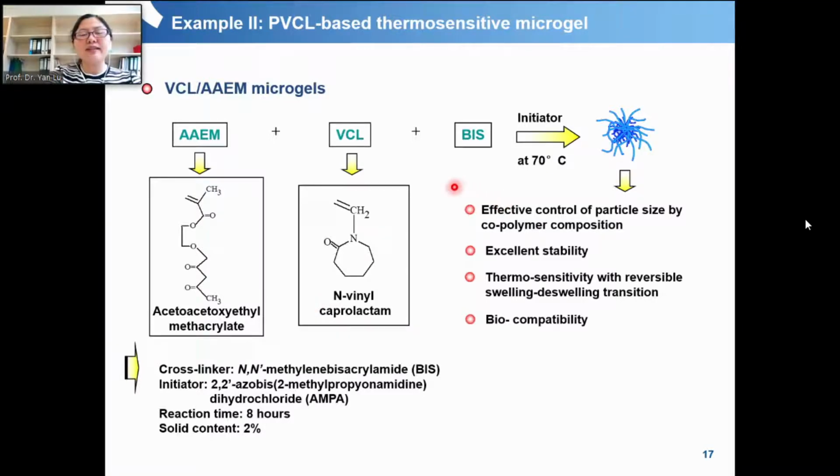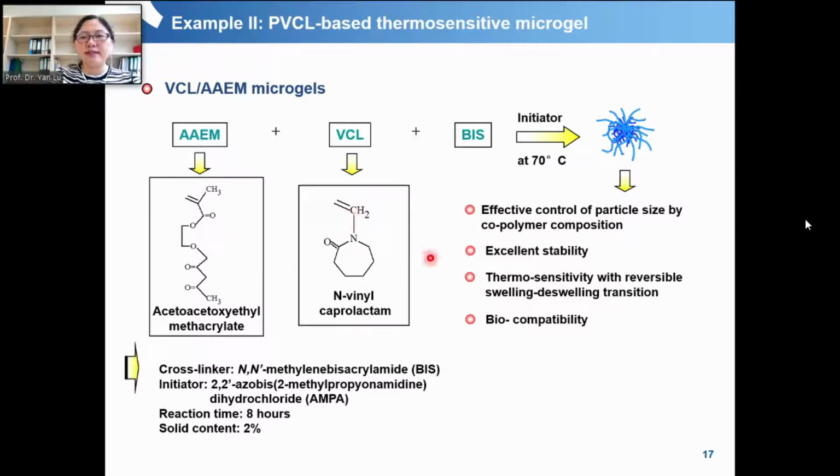Another microgel system I also introduced last time. Instead of polyNIPAM, another well-studied system is polyvinyl caprolactam. These microgel particles also have LCST behavior. At lower temperature, they are in the swollen state. At high temperature, they start to shrink. The LCST, the transition temperature for the polyvinyl caprolactam, is a little bit lower than NIPAM. For polyNIPAM, it's around 32 degrees Celsius, and for the polyvinyl caprolactam, you have around 28 degrees Celsius.